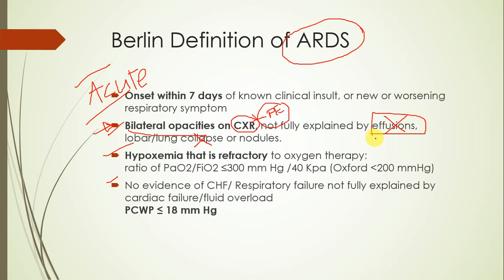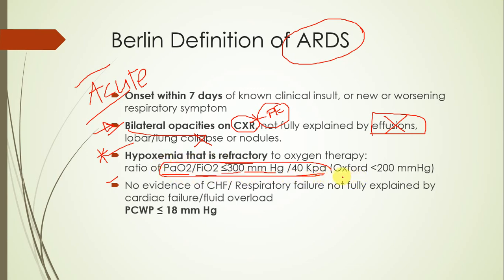So if an ARDS suspected patient has an X-ray with effusion, probably you are not dealing with ARDS. Rather, it might be a case of heart failure. And hypoxemia, obviously, which is refractory. And the Berlin criteria mentions the mildest form of ARDS is when the partial pressure of oxygen versus fraction of inspired oxygen ratio is less than 300 millimeters mercury or less than 40 kilopascal. That is the minimum criteria of hypoxemia.